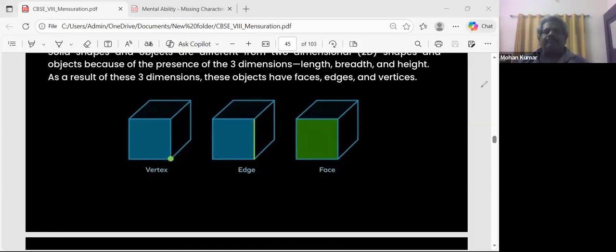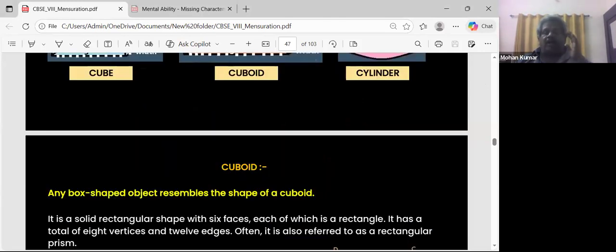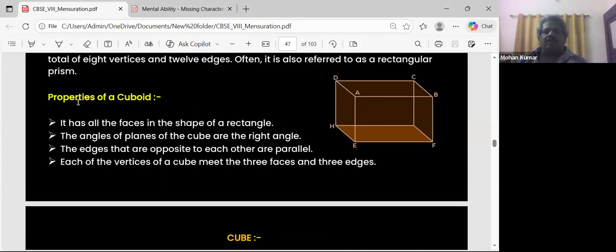Let's go back. Next one, we have it like this. Now we have the common solid shapes. Common solid shapes: cube, where length, width, and height are all the same. Cuboid, with length, width, and height. For the cylinder, we have height and the base radius. Now let's see the cuboid. Any box-shaped object resembles the shape of a cuboid.